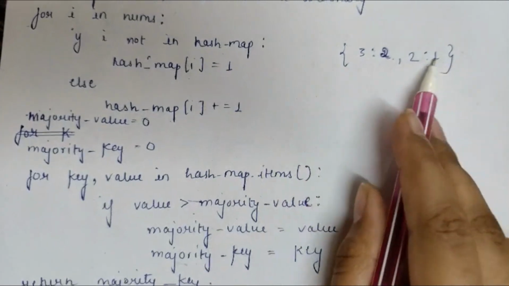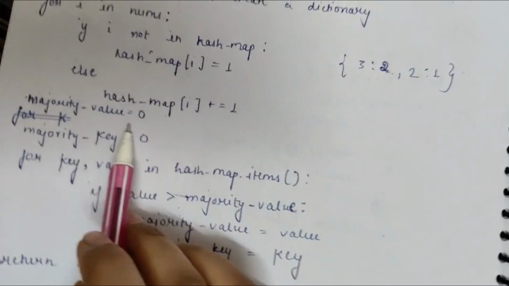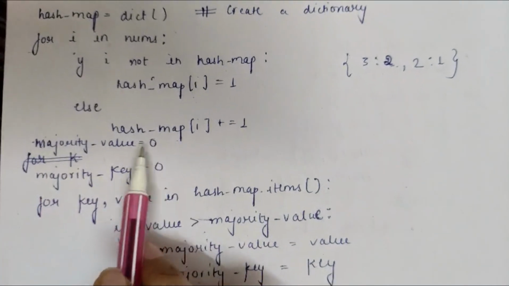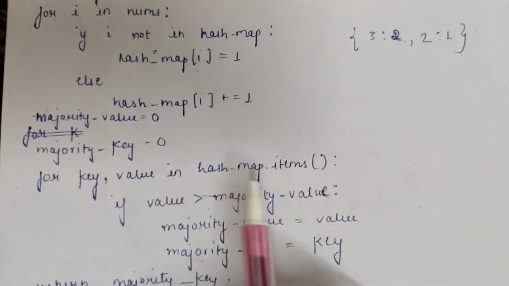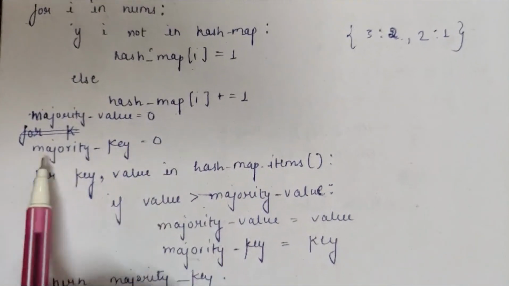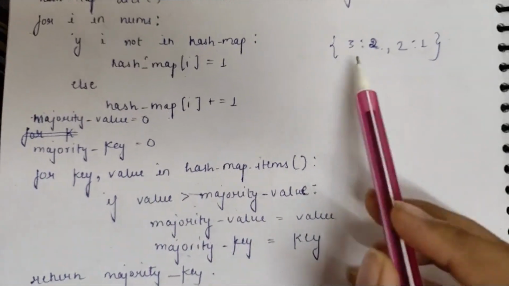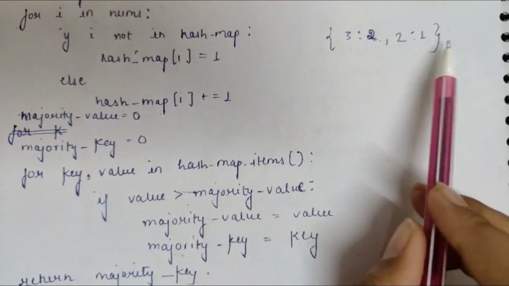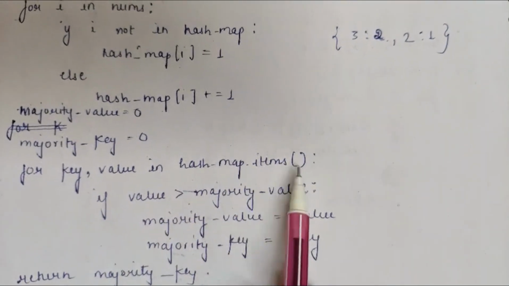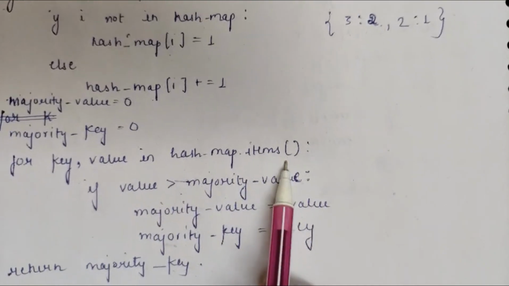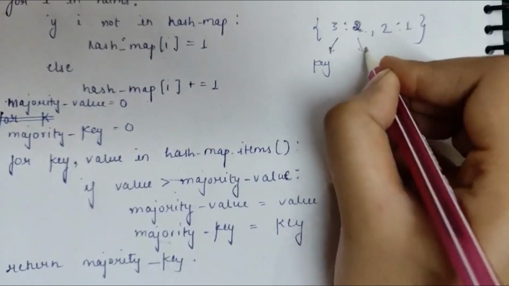Now we have to find the maximum value and we have to return its key. So we have initialized two variables: majority value with the value 0 and majority key with the value 0. So we are traversing this dictionary for key, value in hashmap.items. This items is a method. So key will be this and value will be 2 here.